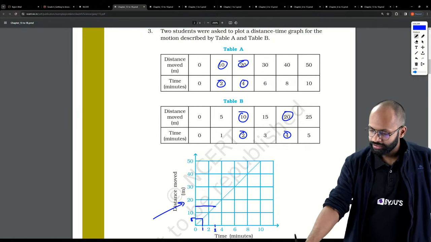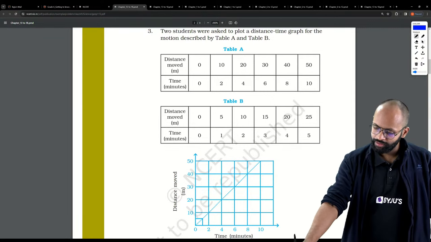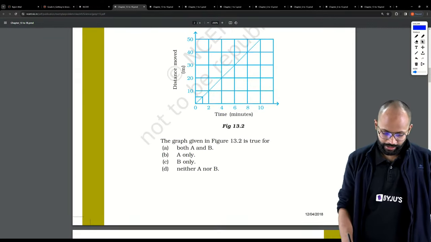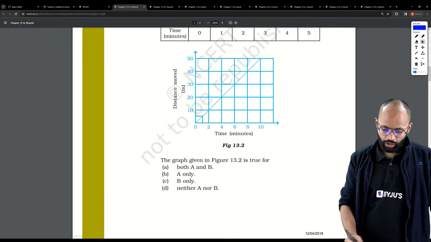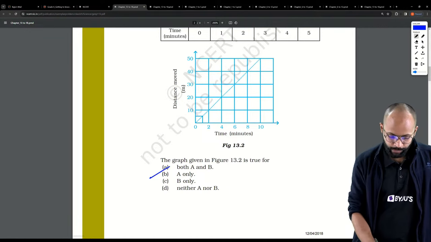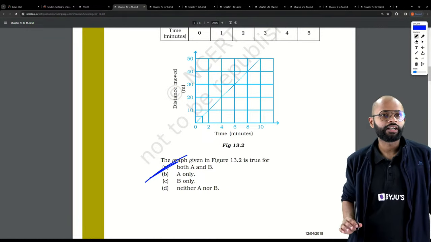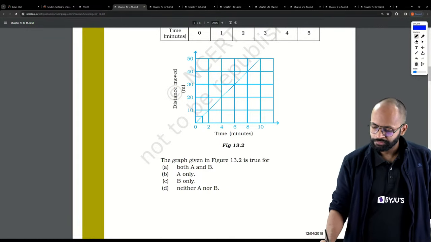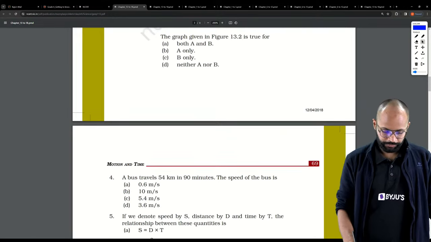Yes. Fine. Graph is used everywhere. Graph is a very important thing. So the graph given in the figure is true for both A and B. Correct answer will become option A. Clear? Yes. Okay, let's move ahead.